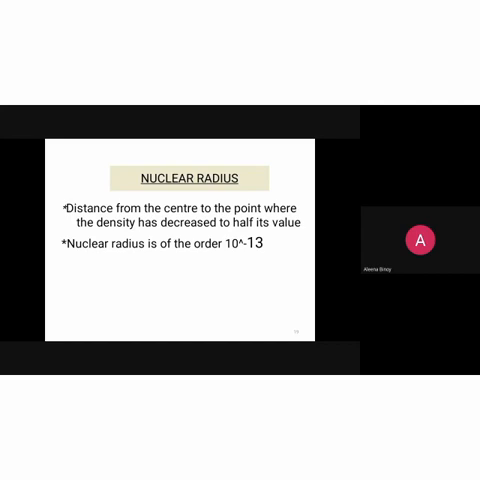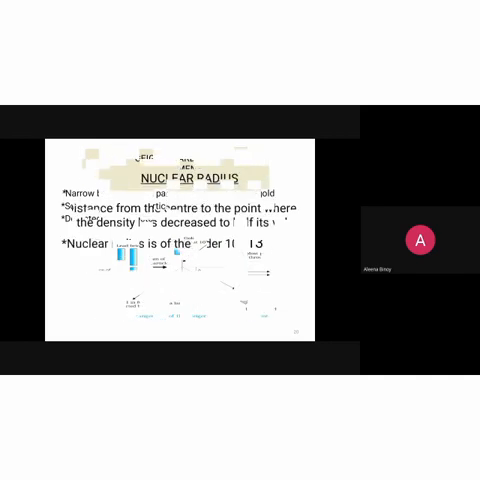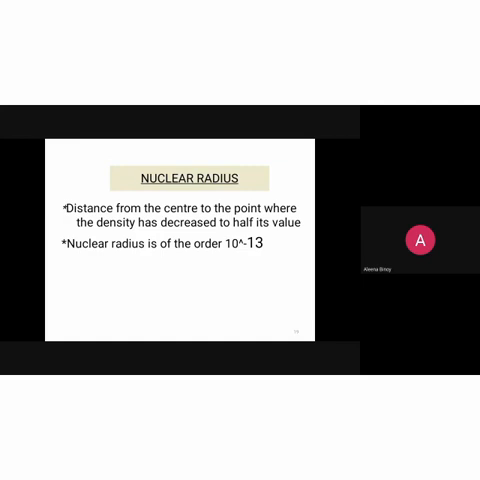Nuclear radius is the distance from the center to the point where the density has decreased to half of its value. This nuclear radius is of the order of 10 raised to minus 13. So simply we can say nuclear radius is the distance from the center to where the density reduces to half of its value.